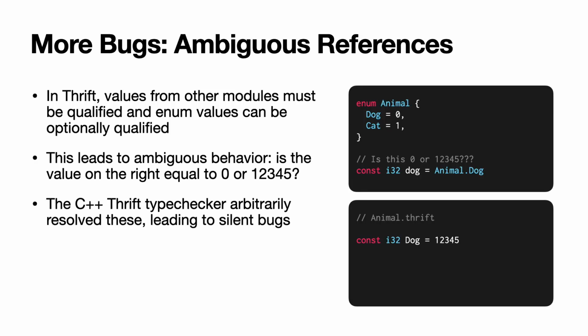In Thrift, symbols from other modules must be qualified by the module name, and enums can optionally be qualified by the name of their type. In this example, we define a constant called dog with value animal.dog. However, it's ambiguous whether this value is referring to the dog constructor from animal or the dog value from the animal.thrift file. We don't know if the value is 0 or 1, 2, 3, 4, 5. The C++ Thrift compiler arbitrarily resolved this ambiguity, which led to unexpected behavior in production. There are a variety of reasons why this could not have happened in the Haskell Thrift compiler, including smarter name resolution and more strict type checking. We would not allow you to use an enum constructor for an int32.